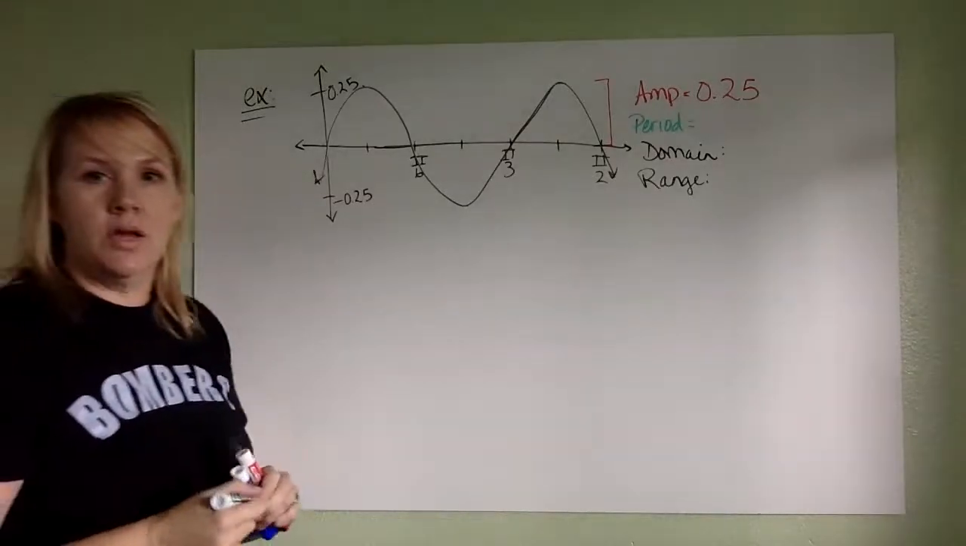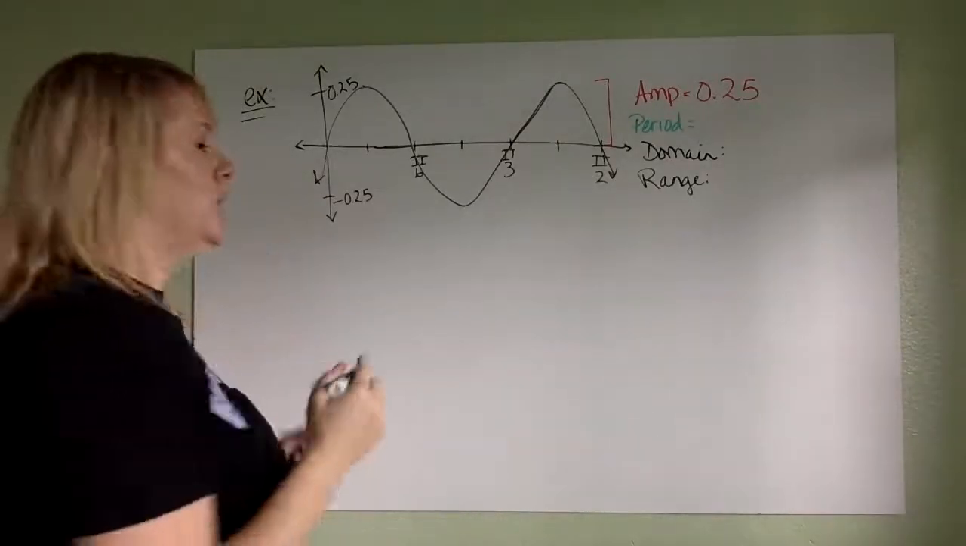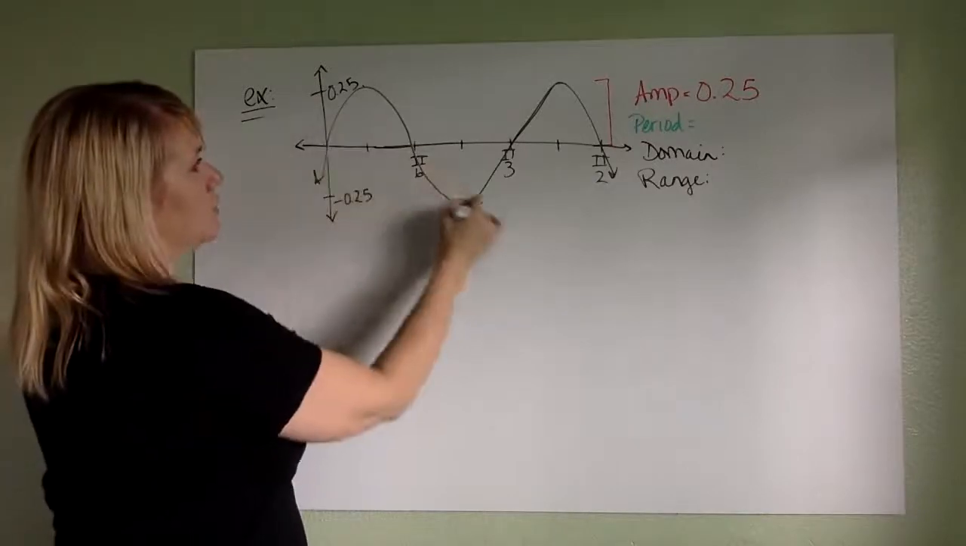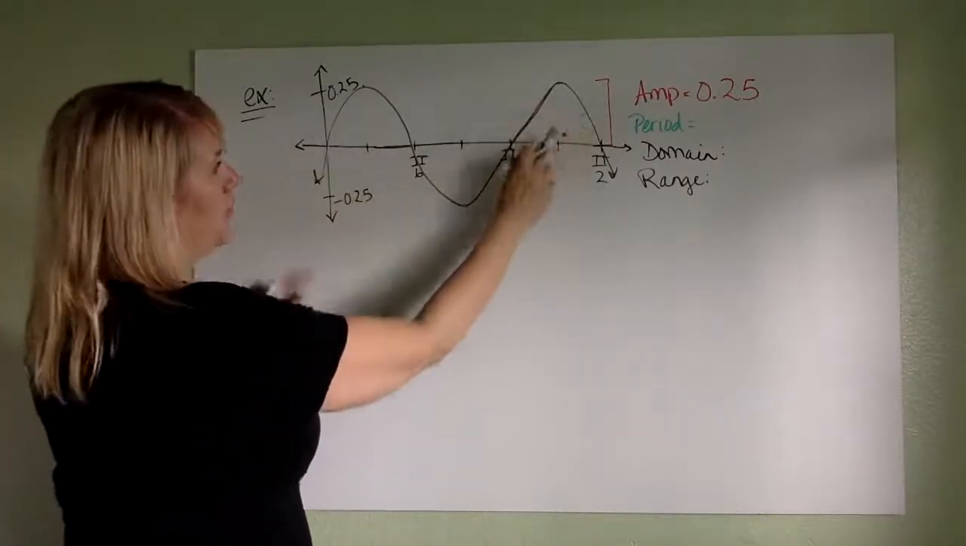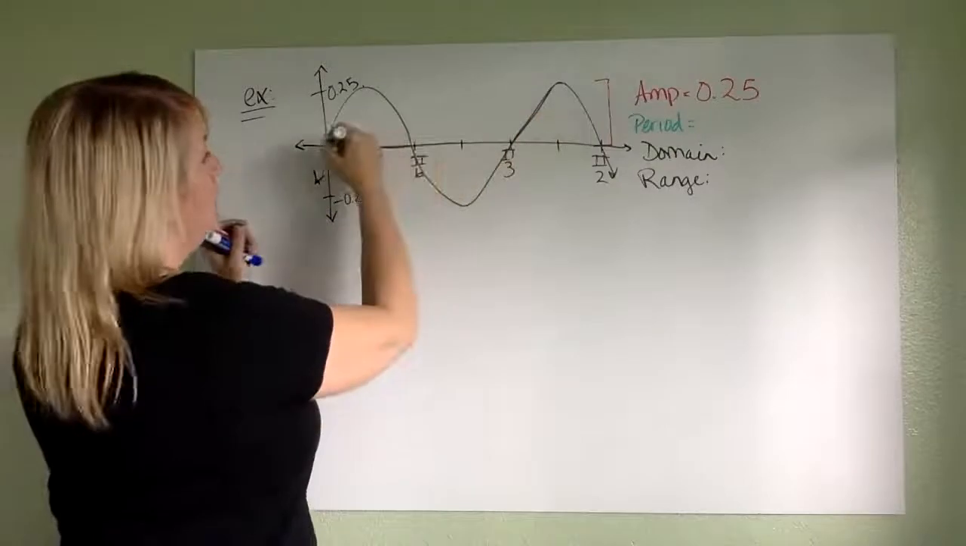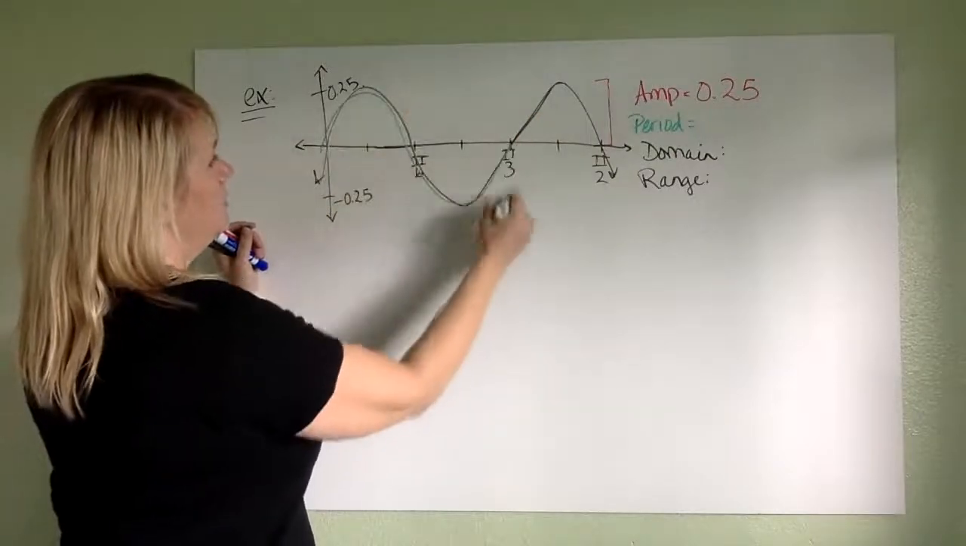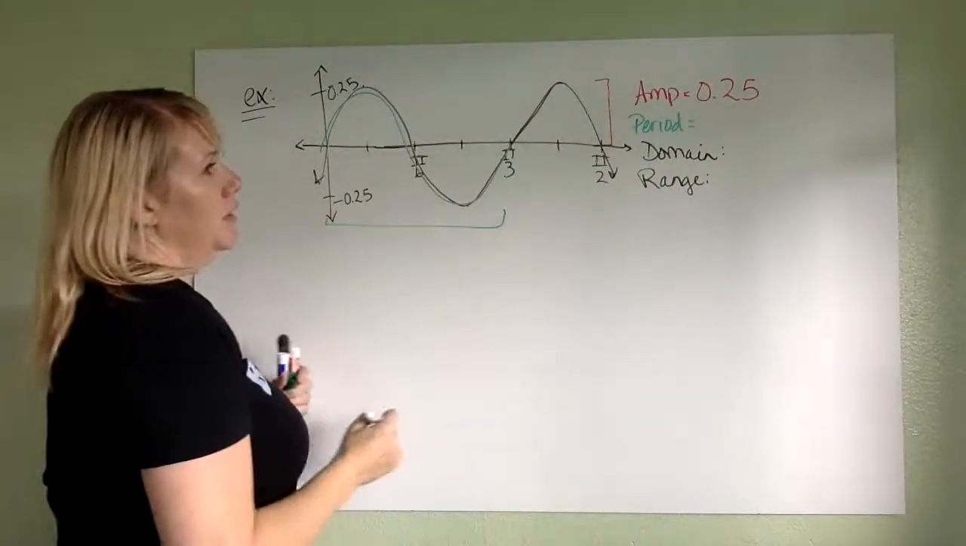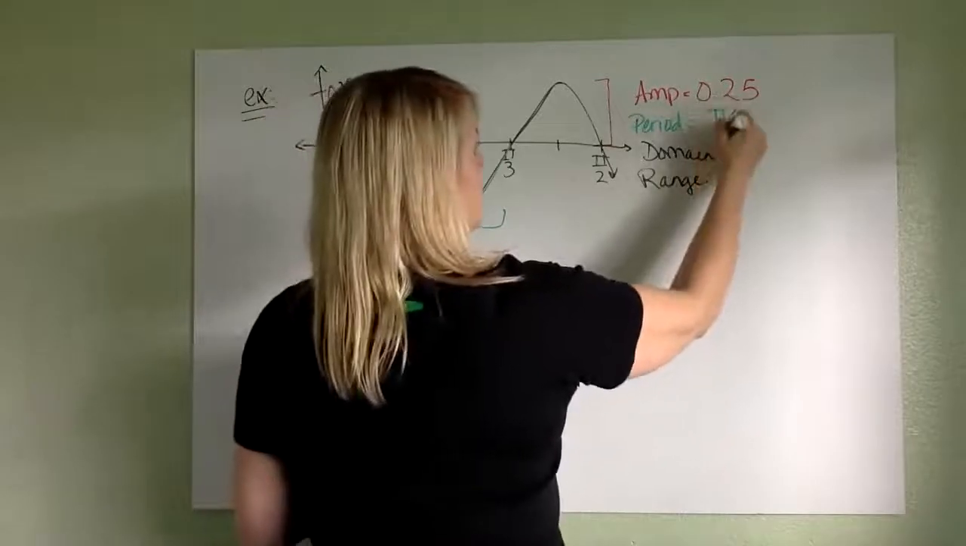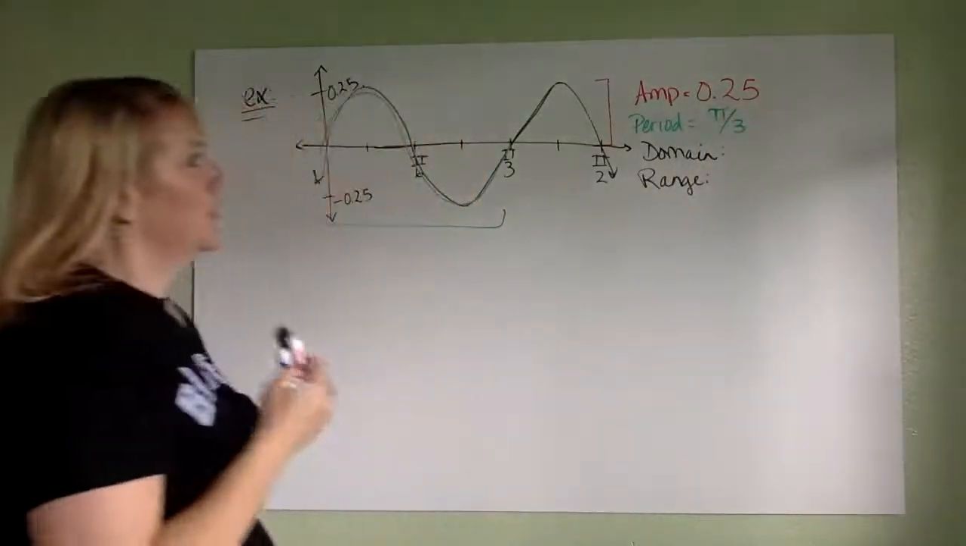The period is how long it takes to complete one full cycle, so before it starts to repeat itself. This part right here is where it's starting to repeat itself. So one full period would be this section right here. So our period is pi over 3.